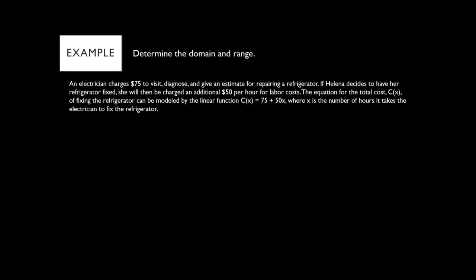So we have two different ways that we can consider domain and range. We can consider domain and range of the equation itself, and we can consider the domain and range of the situation. Because if you look at just the equation and you ignore the real world aspect of it, you get a different answer than when you consider, well, in reality, what numbers are we going to have here? So we're going to look at this from two perspectives. We're going to look at it in terms of the equation first. C of X equals 75 plus 50X.